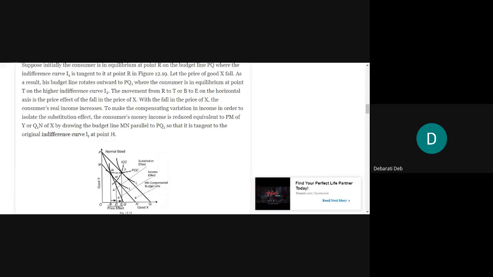Till MN you do. So PQ, I1, PQ1, I2, then M1, MN, you will draw in such a way that it will be tangent to the previous indifference curve I1 at a point H, which will also have to be lower than the previous equilibrium point. So check to copy the diagram, but draw it properly with your own hand, okay?